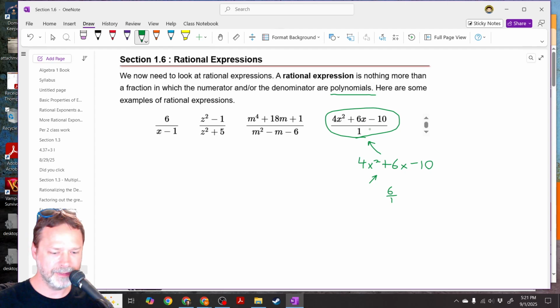Oh, my mute button does still work. Should remember that. Okay. So those are rational expressions. Moving on.